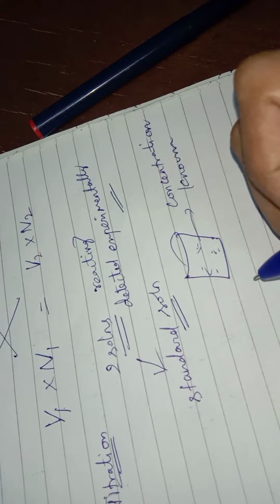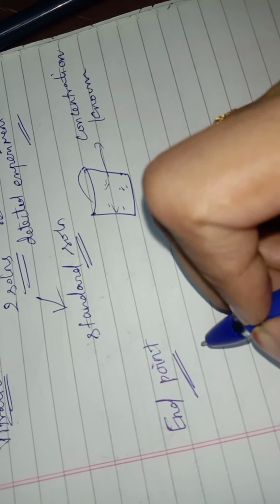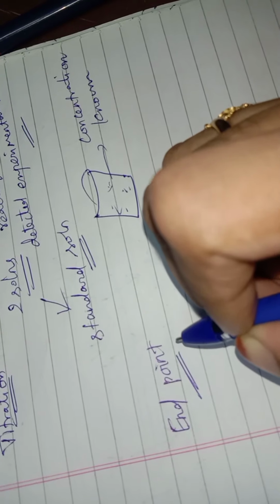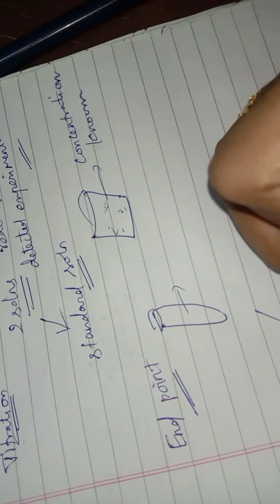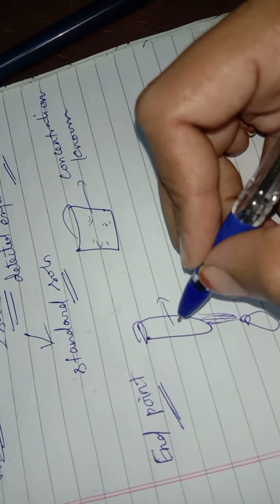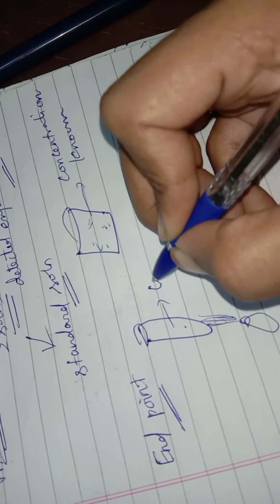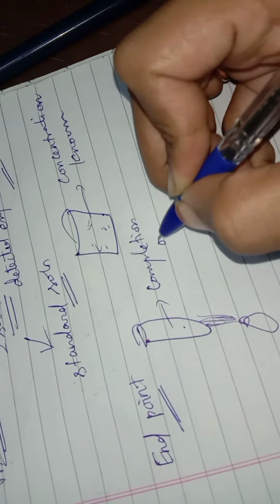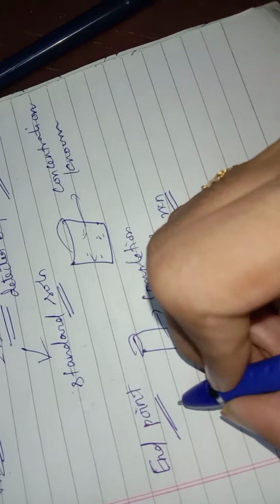Next, what do we mean by endpoint? Endpoint means the end and completion of the reaction is experimentally detected. For example, in the burette we are taking one solution and in the conical flask we are taking another solution. These two solutions are reacting with each other, and the completion of the reaction will be shown. That point is the end of the reaction, and that point is known as the endpoint.